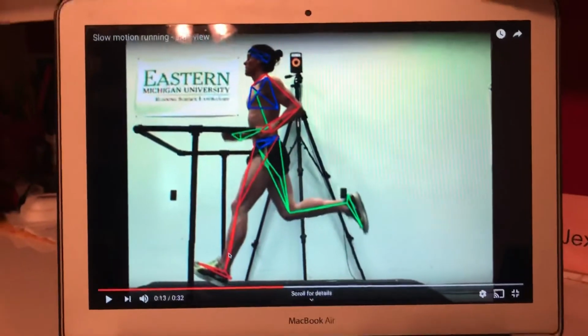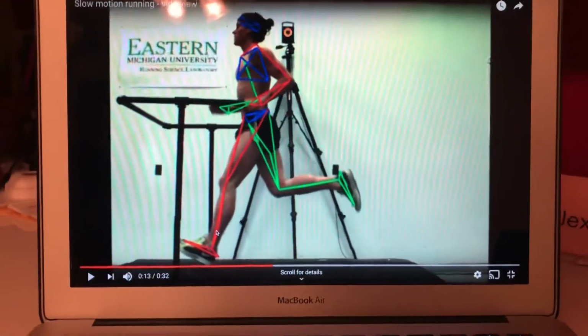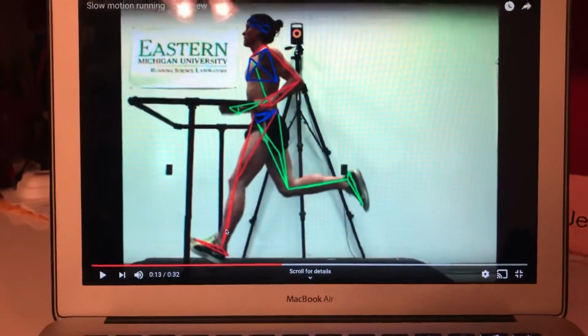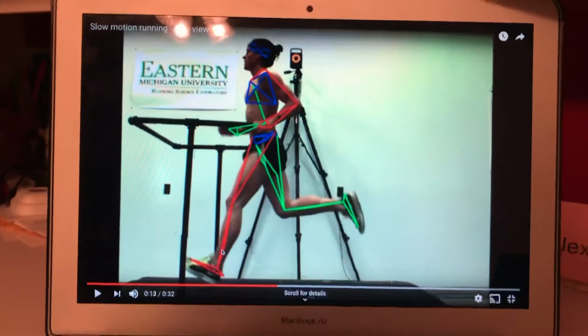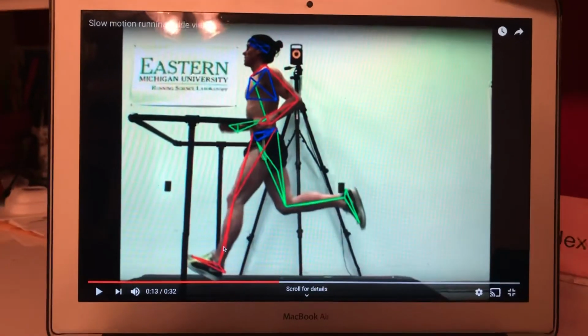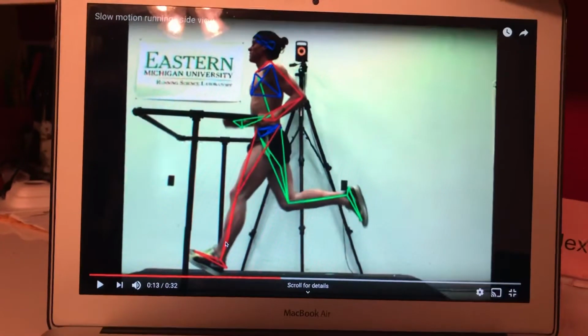And so as far as cadence goes, I couldn't really get an accurate count because one, it wasn't a minute long, but two, more importantly, it was in slow-mo. But in this video, I counted 12 steps.